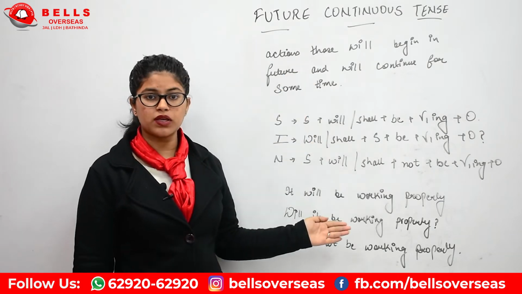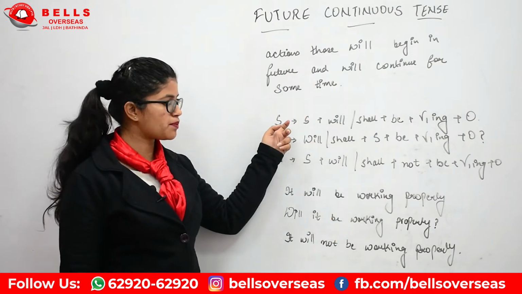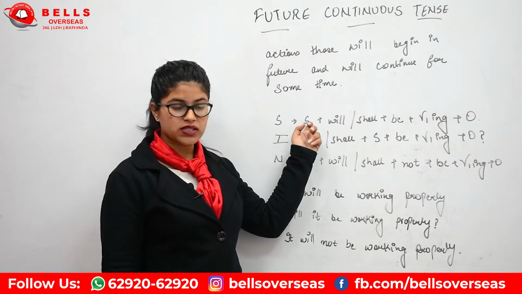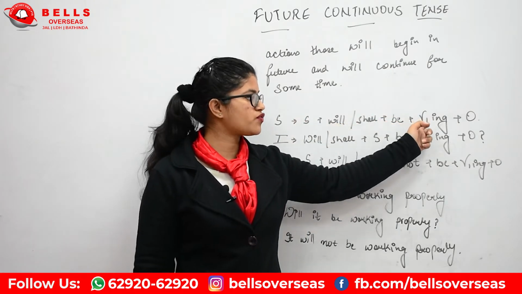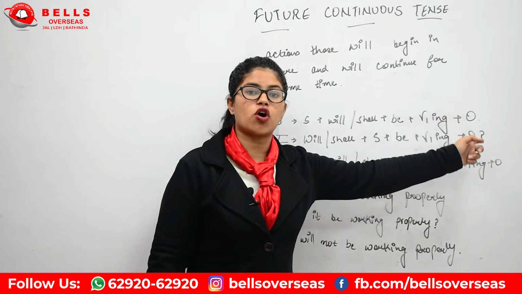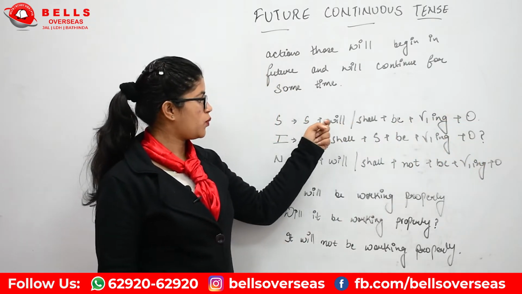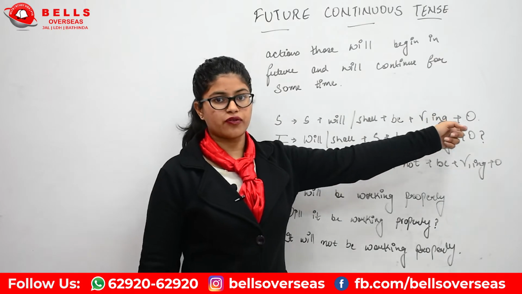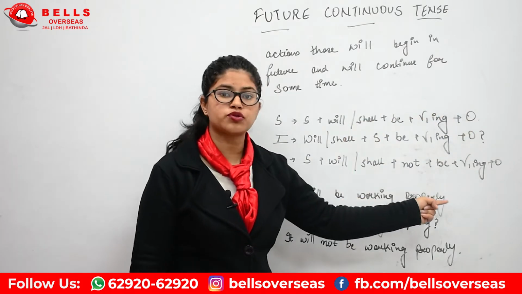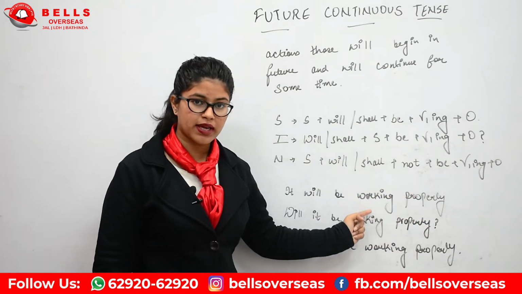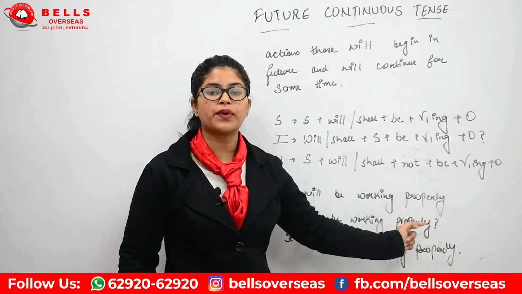Now, how do we use future continuous tense? In simple sentences, subject plus will shall plus be plus verb first form with ing plus object. I will be teaching for 3 hours. For example, it will be working properly. When it will start working, it will work properly for some time.